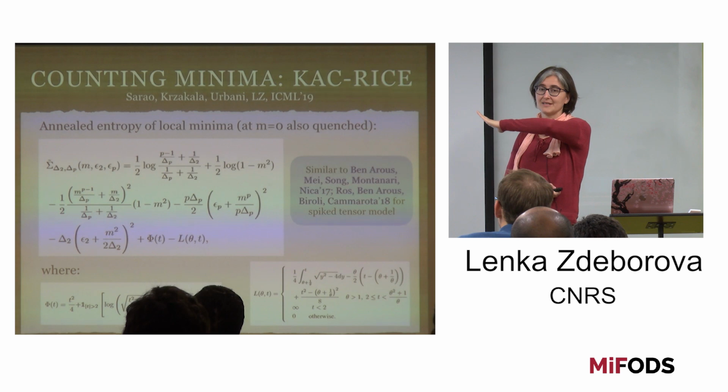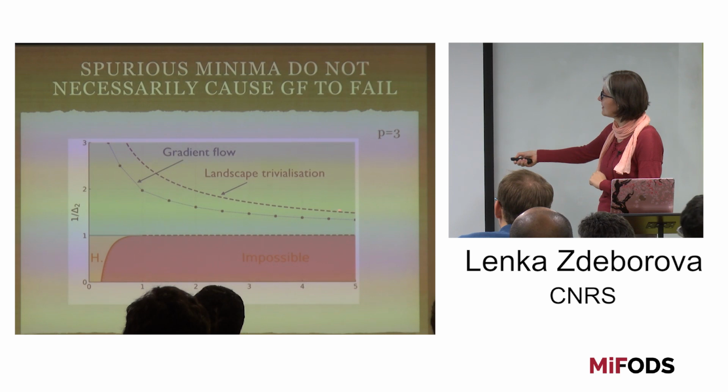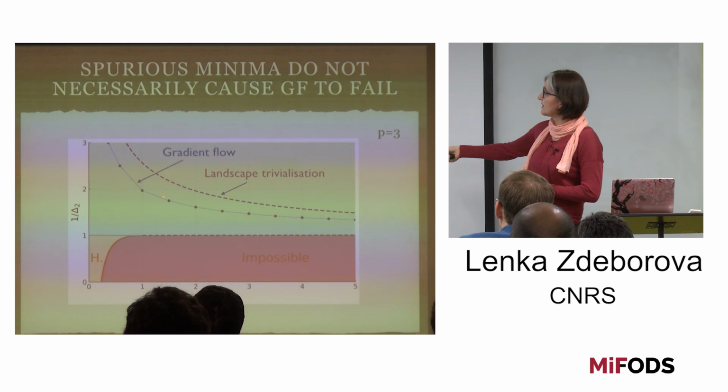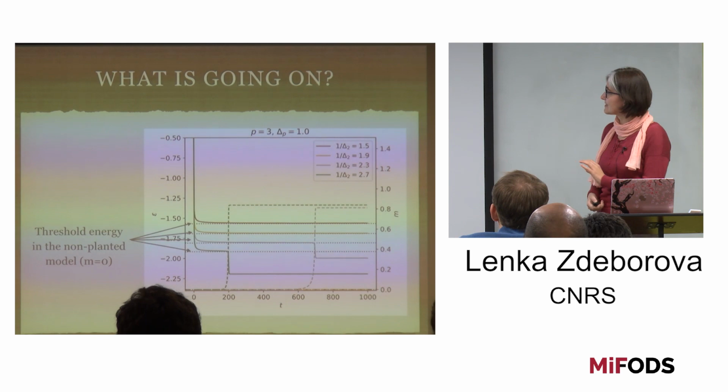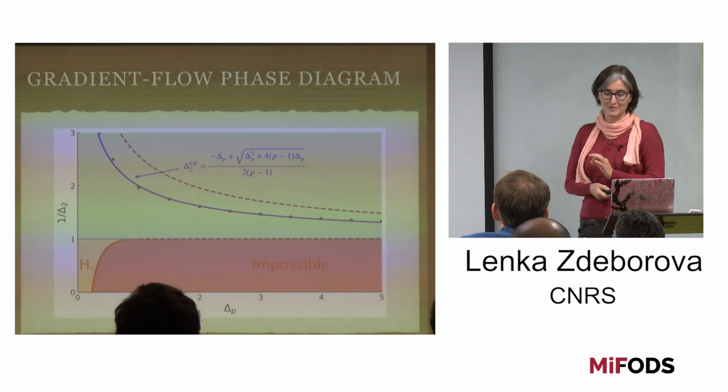So let me show you where it happens. It happens here. It does not explain when the gradient flow starts working. There is a region where there are spurious local minima, but the gradient flow is happily ignoring them and working. So this popular explanation is not quite the right explanation. And if you look more into our analysis, we can actually understand what's going on and get a line that is exactly the right line.